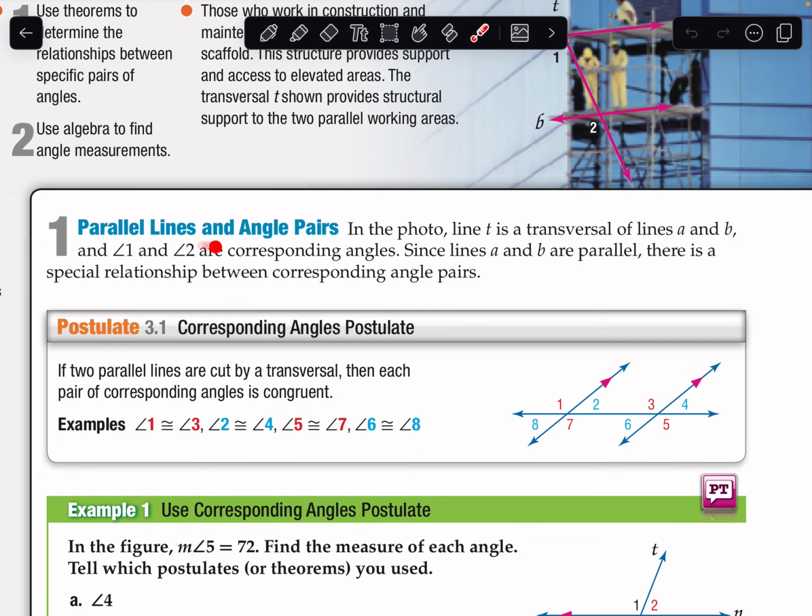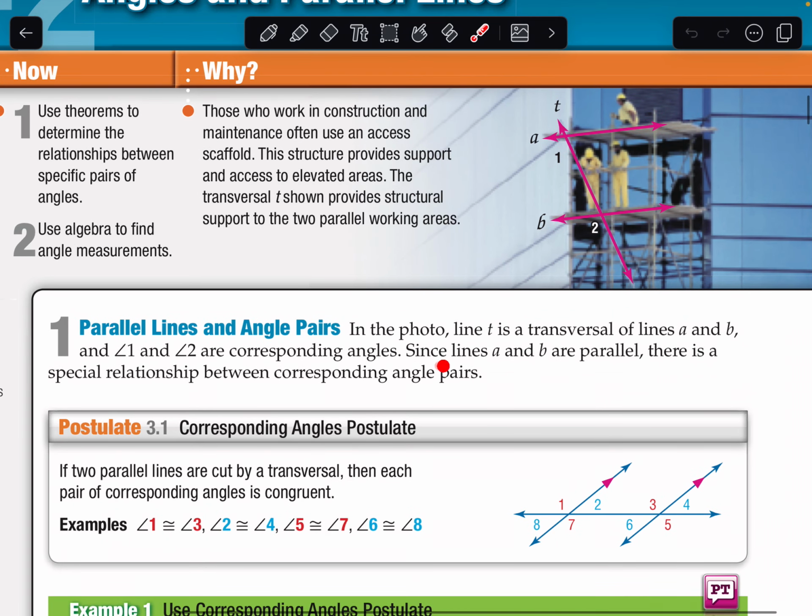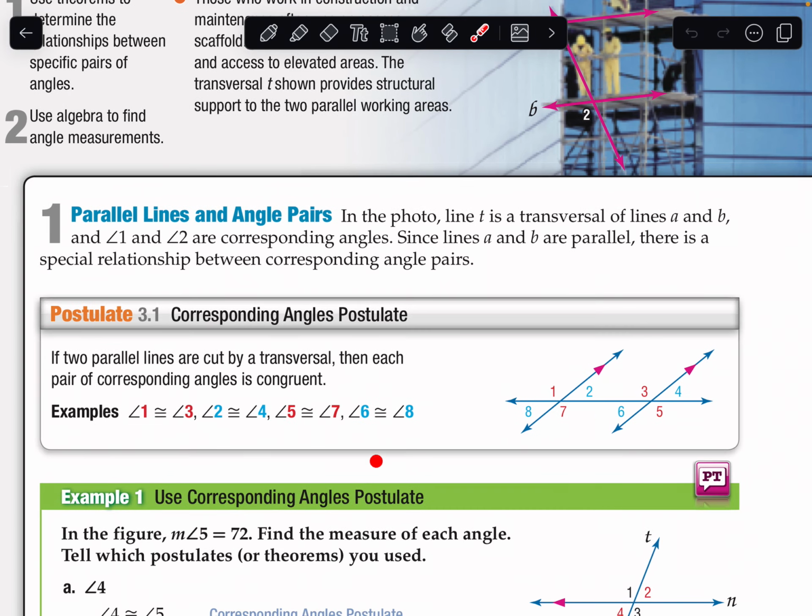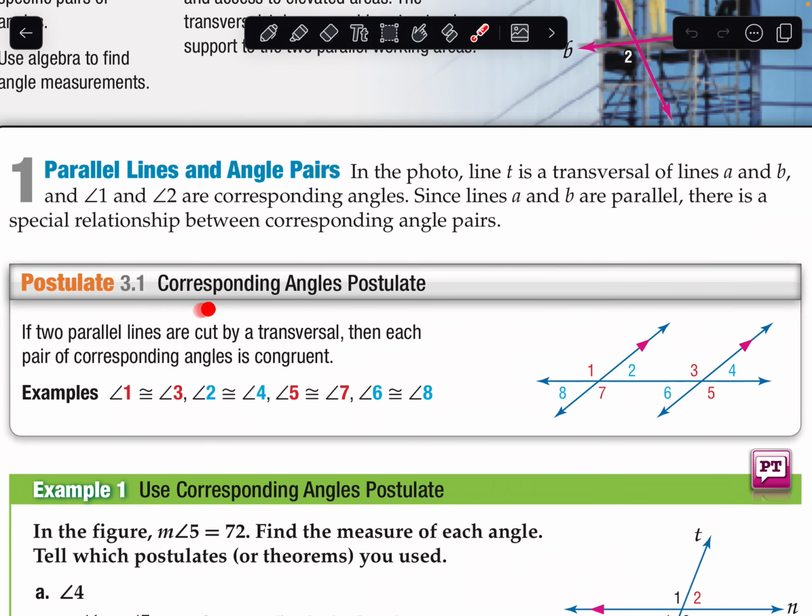Part 1, parallel lines and angle pairs. In the photo, line T is a transversal of lines A and B, and angles 1 and 2 are corresponding angles. Since lines A and B are parallel, there is a special relationship between corresponding angle pairs. You may have predicted this yourself. So we call this the corresponding angles postulate. If two parallel lines are cut by a transversal, then each pair of corresponding angles is congruent.